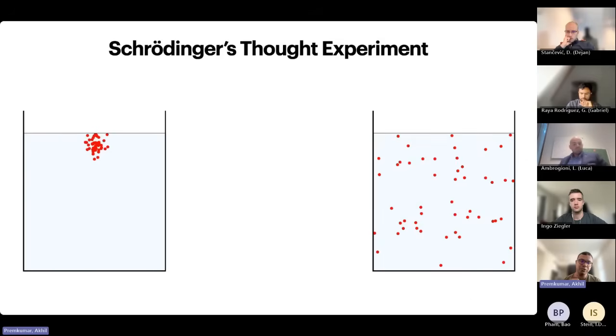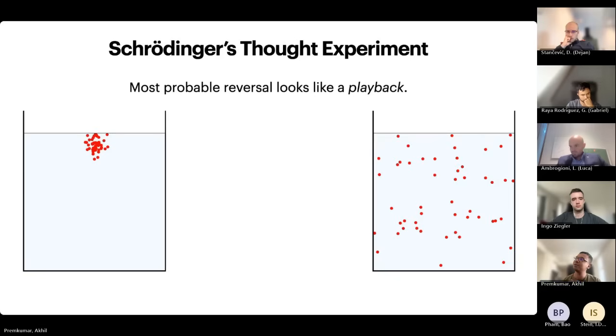And in fact, what Schrodinger shows is that the most dominant way of reversal is just a playback of the forward process. This is super interesting from a physics perspective, because what you do in Brownian motion is that you introduce this Wiener term, right? So when you write down the stochastic differential equation, you insert this Wiener term, which breaks the time reversal symmetry of the problem.